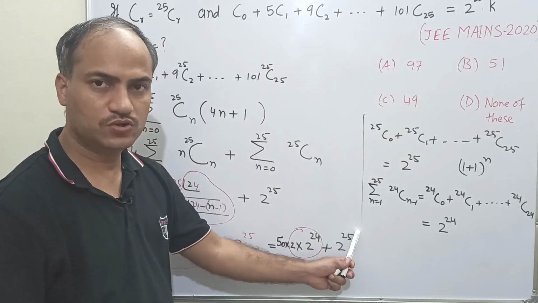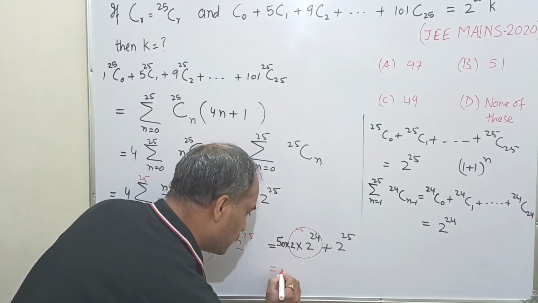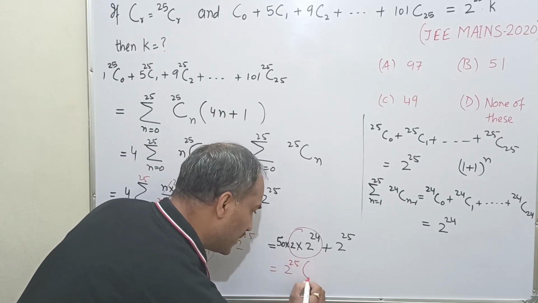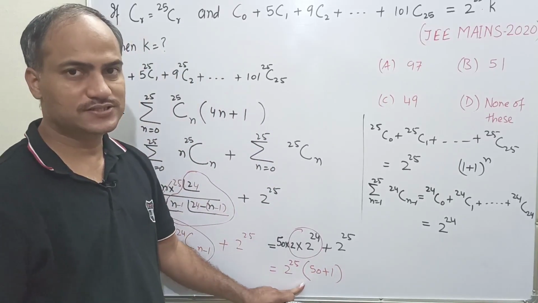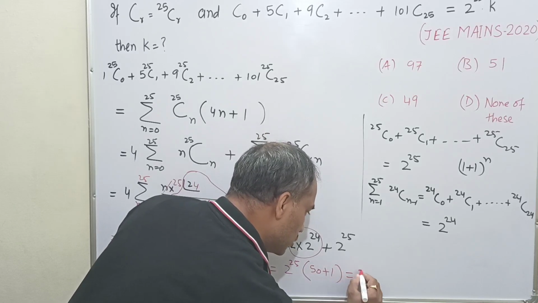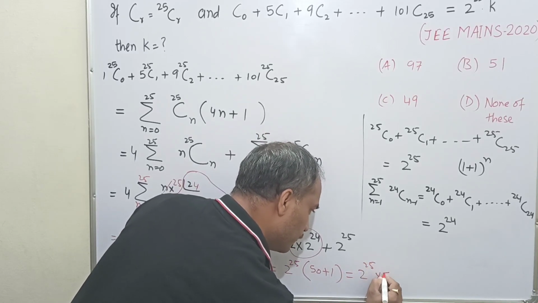It is also 2 to the power 25. So this becomes 2 to the power 25 and then 50 plus 1. Okay, so what is this now? This is 2 raised to the power 25 into 51.